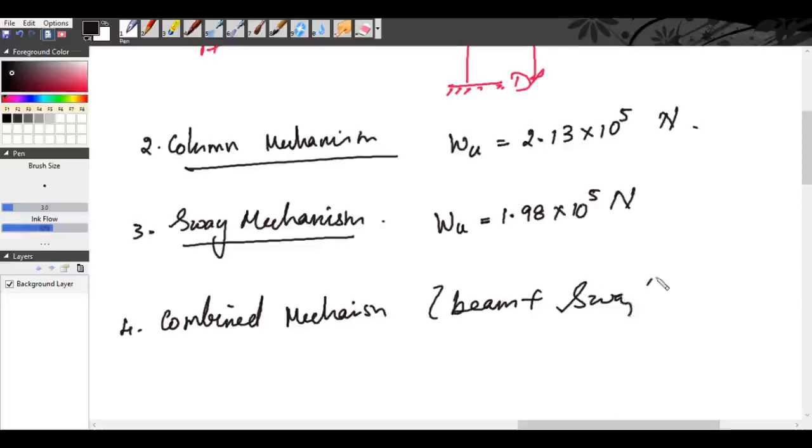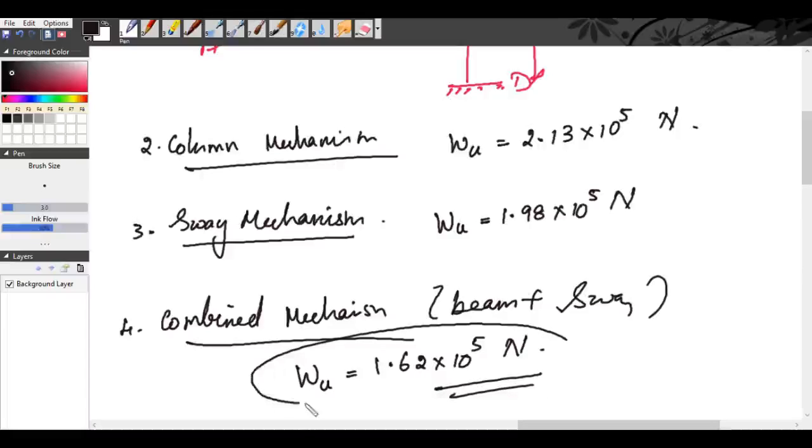For this mechanism, you will get the collapse load. Since our beam is subjected to UDL, you have to find the distance where the maximum bending moment occurs. And after that, finally, you will get your collapse load as 1.62 into 10 raised to 5 Newton. And the least will be the collapse load for the combined mechanism. That means your frame will fail by the beam and sway mechanism, that is the combined mechanism.